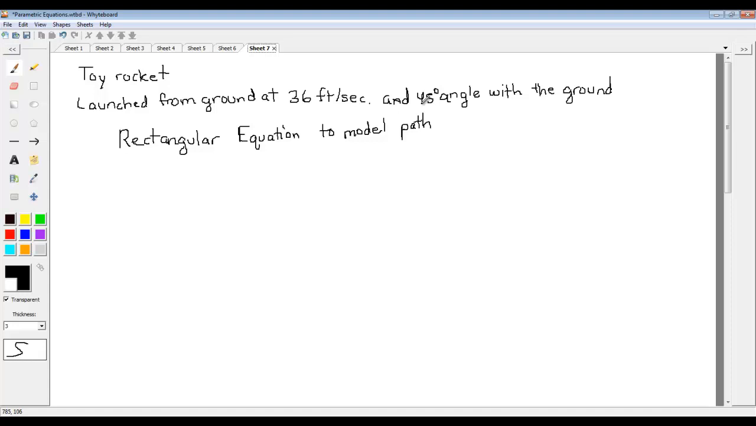Alright, with parametric equations, we know that we can write x equals the initial velocity 36 times cosine of 45 degrees times t. Then we also can write y equals 36 times sine of 45 degrees times t minus 16t squared. We don't need to add a plus h because this launched from the ground.